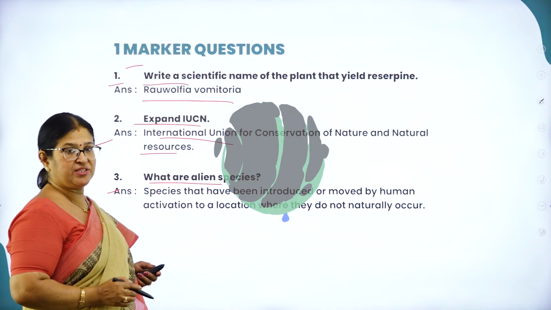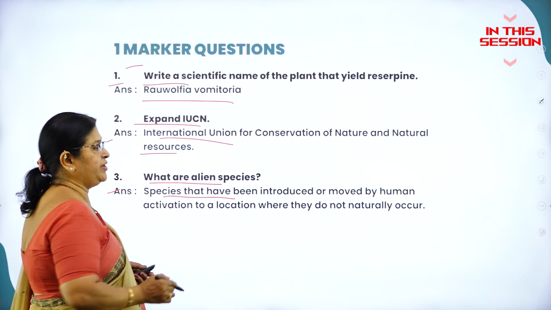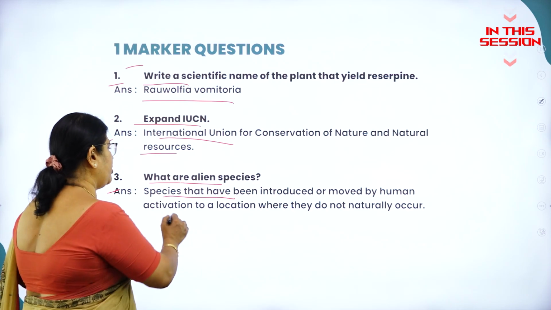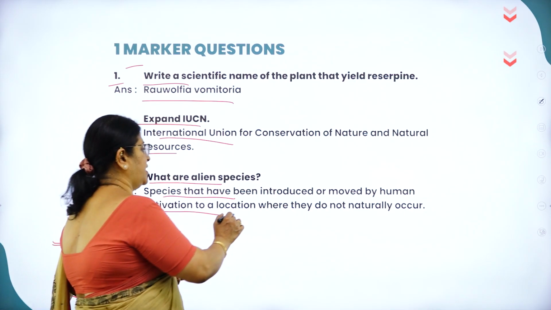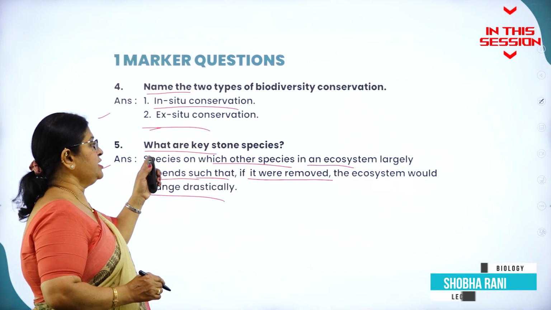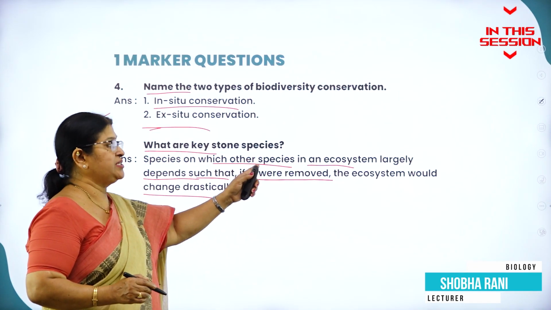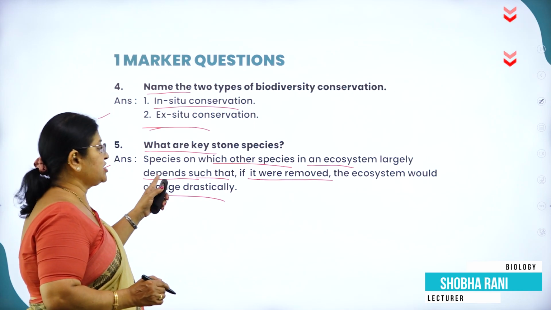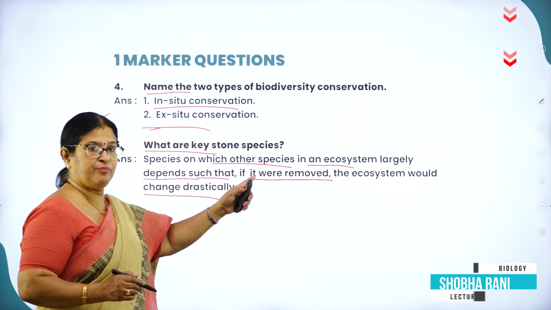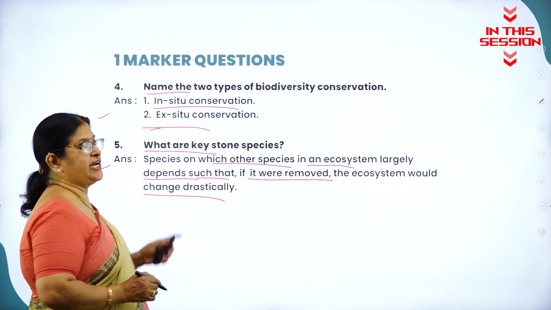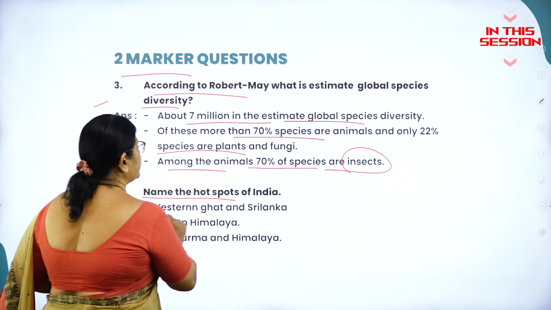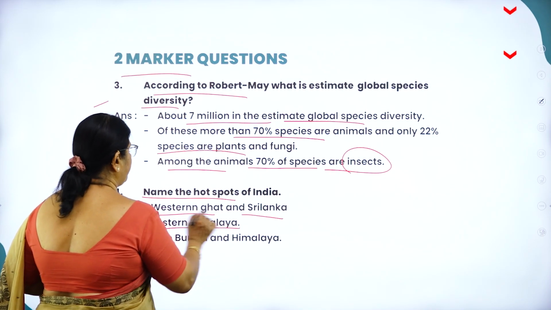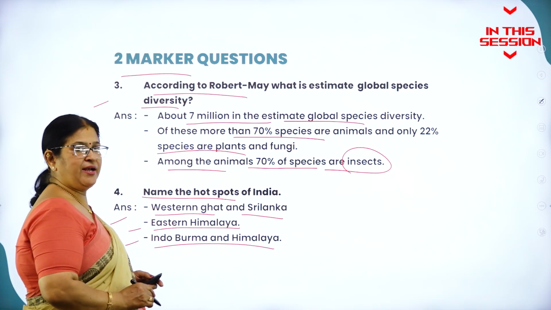What are alien species? Species that have been introduced and moved by human activity to a location where they do not naturally occur. So what are keystone species? Species on which other species in an ecosystem largely depend, such that if it were removed, the ecosystem would change drastically. Name the hotspots of India: Western Ghats and Sri Lanka, Eastern Himalaya, and Indo-Burma and Himalaya.